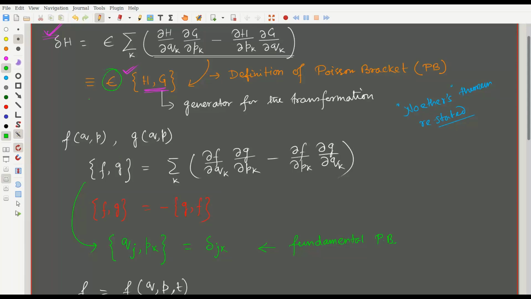If you are describing translation in the coordinate space, then this epsilon has a dimension of length. So epsilon would be measured in, let's say, centimeters. If you are considering translation in the momentum space, then epsilon would be measured in units of momentum. And then the corresponding generator would be the position coordinate. So G will be identified with Q.